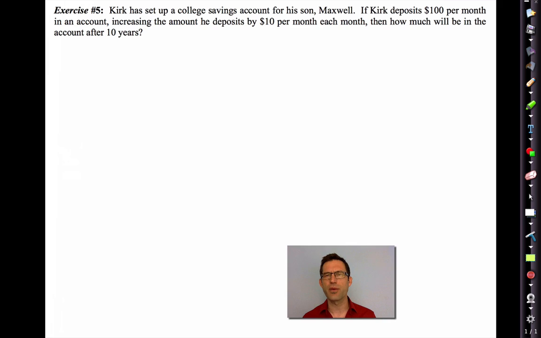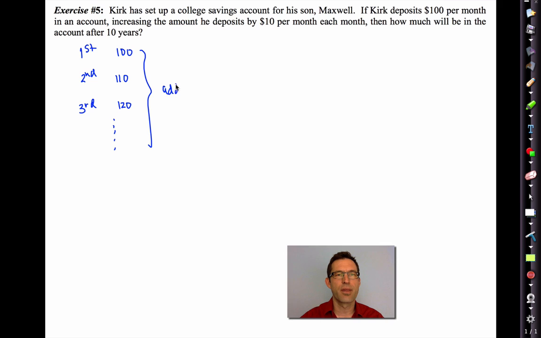So again, let's make sure that we understand this. Kirk deposits $100 per month in an account, increasing the amount he deposits by $10 each month. So sort of the first month, if you will, Kirk deposits 100, the second month 110, the third month 120, etc. And then I'm going to add these all up. How much do we have? See if you can figure this out, given everything that we have.